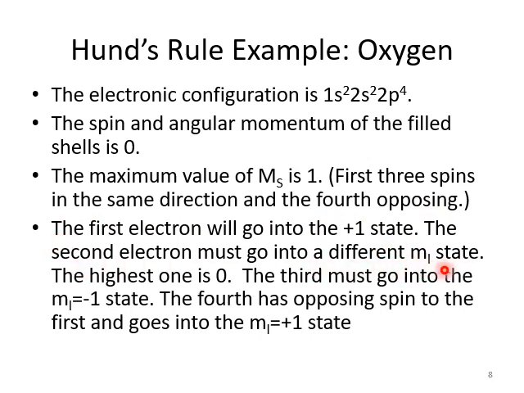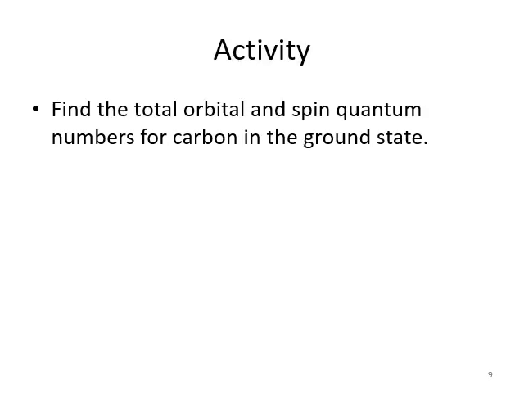The second electron must go into a different m sub l. Highest one is 0, same as before. Third goes into the minus 1 state. The fourth has to go into the plus 1 state, and as a result must have opposing spin, because I can't put 2 electrons with the same spin in the same state. We're going to talk about this in class.